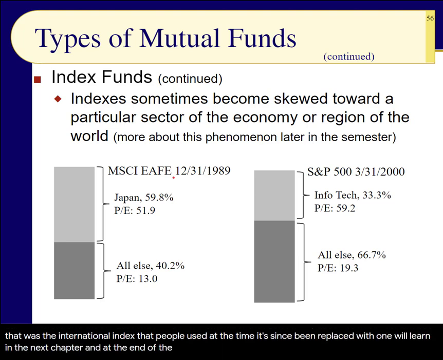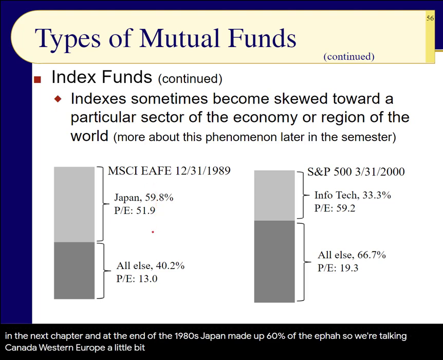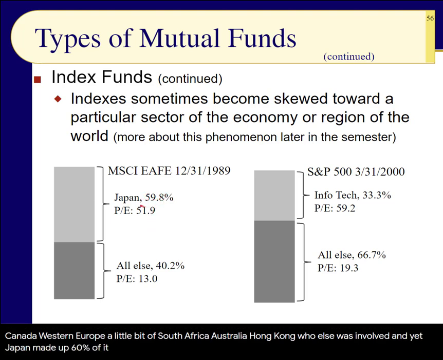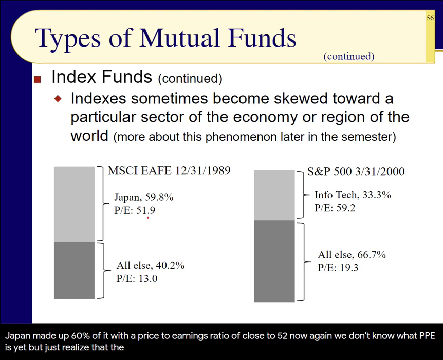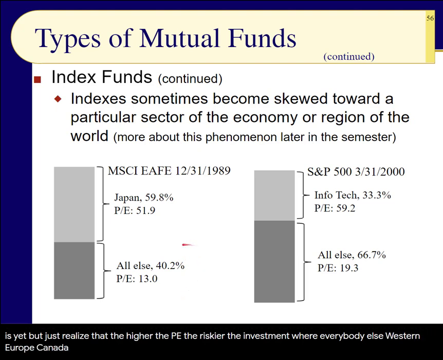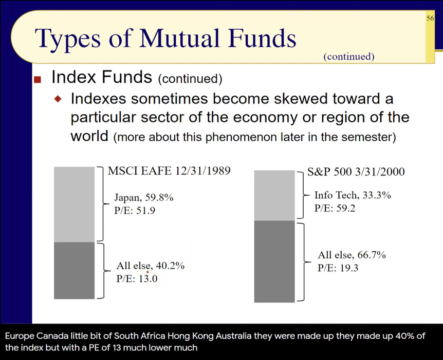And at the end of the 1980s, Japan made up 60% of the EFA. So we're talking Canada, Western Europe, a little bit of South Africa, Australia, Hong Kong. Who else was involved? Those were the biggies. And yet Japan made up 60% of it with a price to earnings ratio of close to 52. Now, again, we don't know what PE is yet, but just realize that the higher the PE, the riskier the investment. Everybody else, Western Europe, Canada, a little bit of South Africa, Hong Kong, Australia, Singapore, made up 40% of the index, but with a PE of 13, much lower, much less risky.